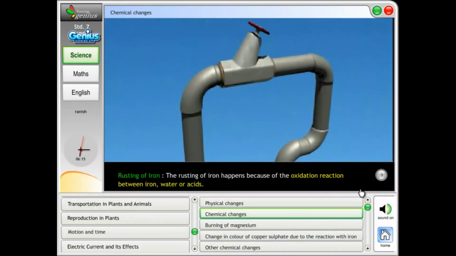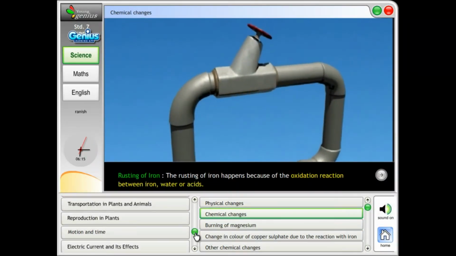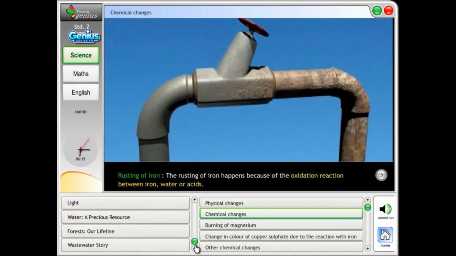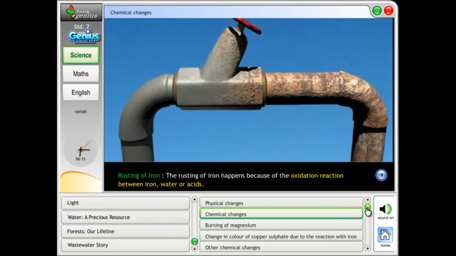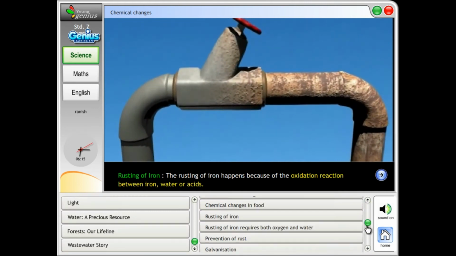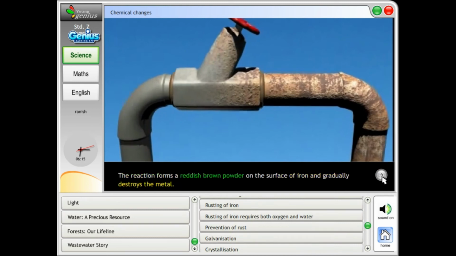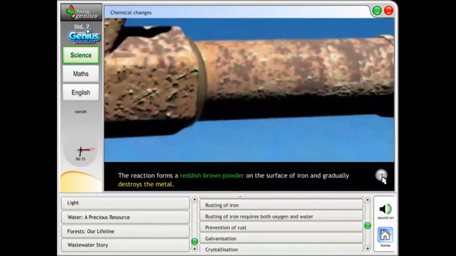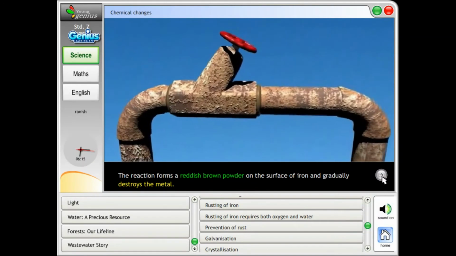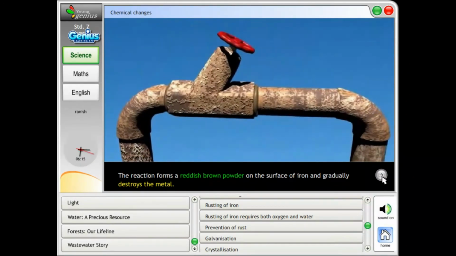Chemical change. Rusting of iron. The rusting of iron happens because of the oxidation reaction between iron, water, or acids. The reaction forms a reddish-brown powder on the surface of iron and gradually destroys the metal.